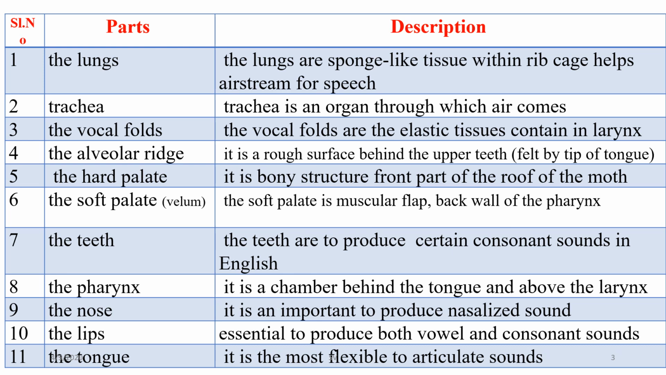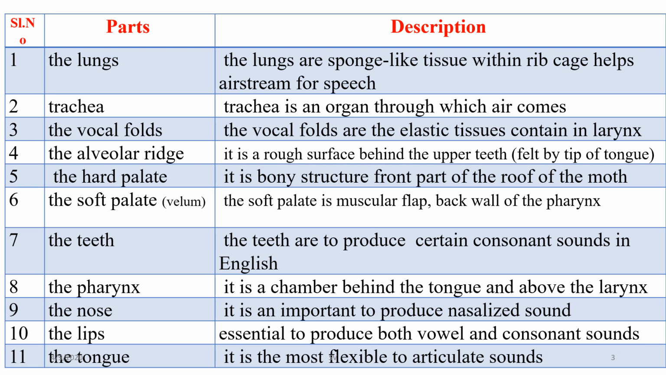Number one, the lungs. The lungs are a sponge-like tissue within the rib cage, which helps the airstream for speech. Number two, trachea. Trachea is an organ through which air comes. Number three, the vocal folds. The vocal folds are the elastic tissues contained in the larynx.